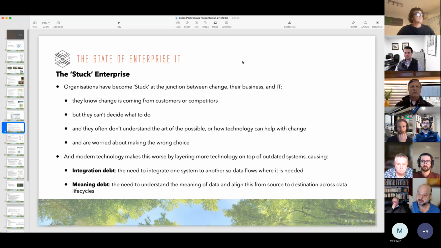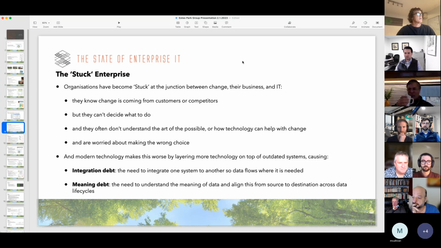But fundamentally, they're also faced with this concept of meaning debt. On one level they understand that if they have to extract all of this data, extract their customer records, put them in new systems and rewire everything together, they're likely to lose data.